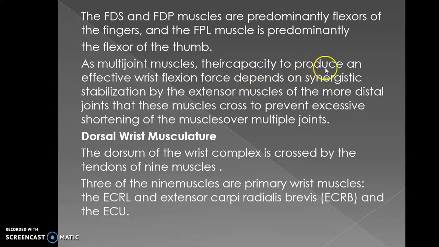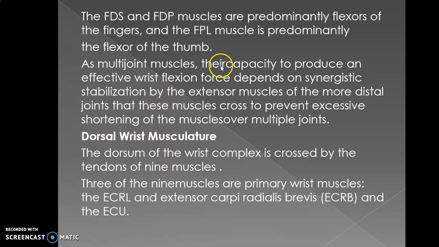Their capacity to produce an effective wrist flexion force depends on synergistic stabilization by the extensor muscles of the more distal joints that these muscles cross, to prevent excessive shortening of the muscles over multiple joints. So these muscles act synergistically, because the long muscles prevent any kind of excessive shortening over multiple joints. They also have an important role to play in wrist flexion.